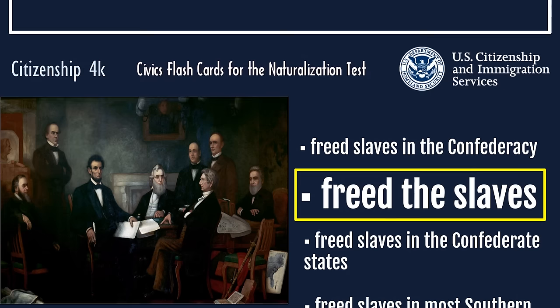How old do citizens have to be to vote for president? 18 and older.